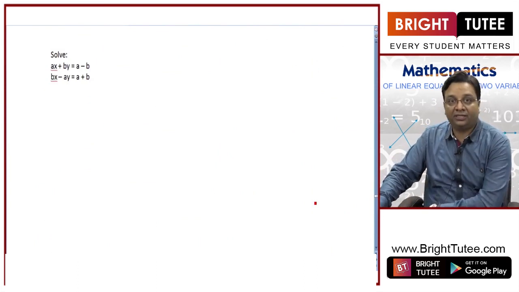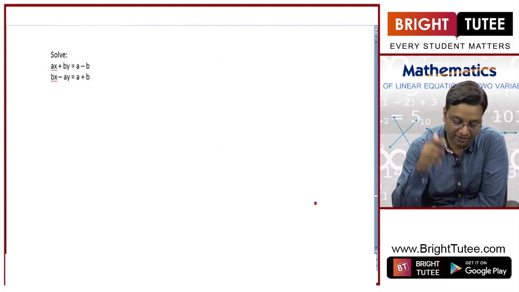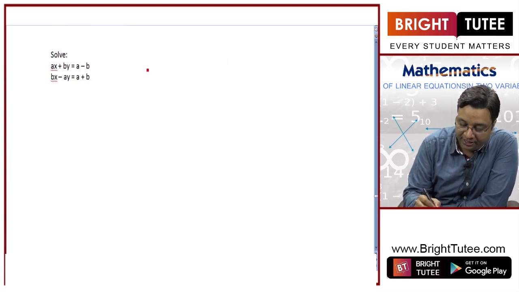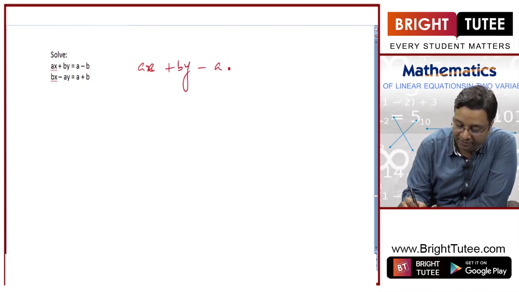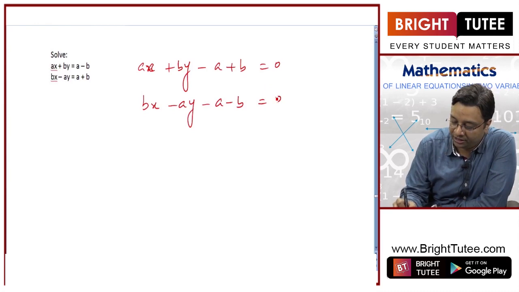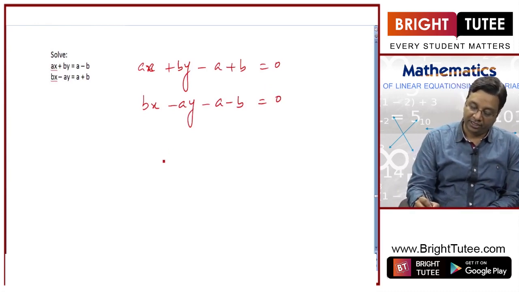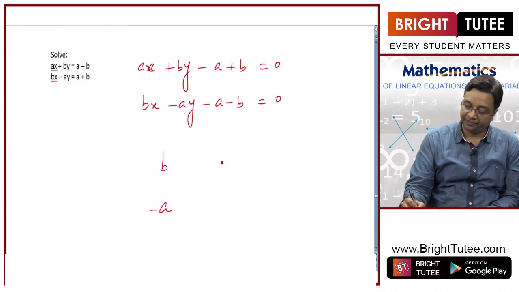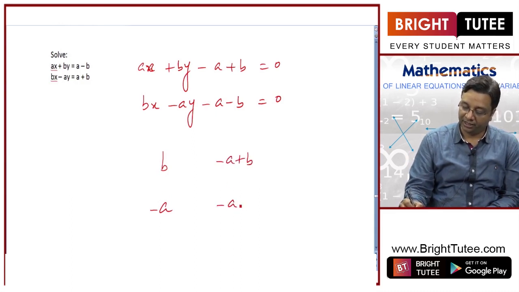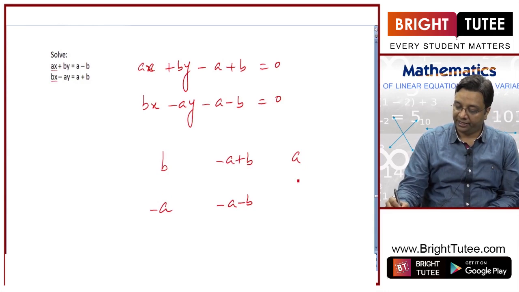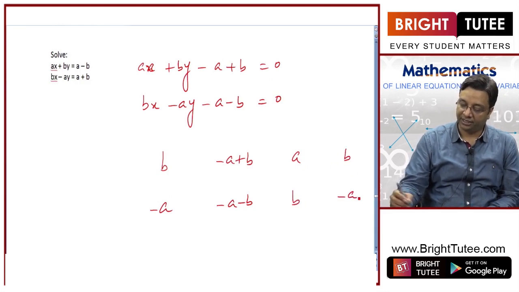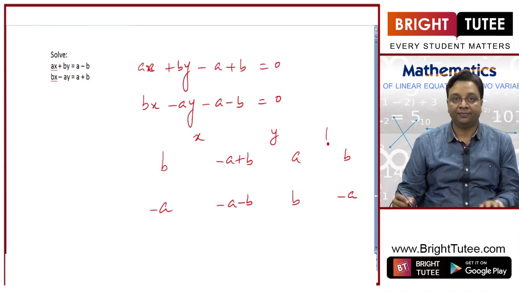Another question where coefficients are not the numbers, right. Again I will write it in the standard form that we have learnt: ax plus by minus a plus b, bx minus ay minus a minus b, and it is equal to 0. So, you write the coefficients like this: b, minus a, plus b, minus a, minus b, a, b, and then b, minus a again, x, y, 1, right.